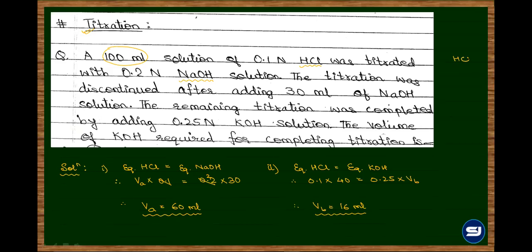The question was simple. There was 100 ml of the acid which was first titrated with NaOH and the remaining titration was done with KOH. So we applied the concept of equivalence of HCl with NaOH, found out how much of the volume of the acid was titrated, and then for the remaining volume titrated with KOH, how much of the base is required was to be found. Concept clear? Yes, sir.